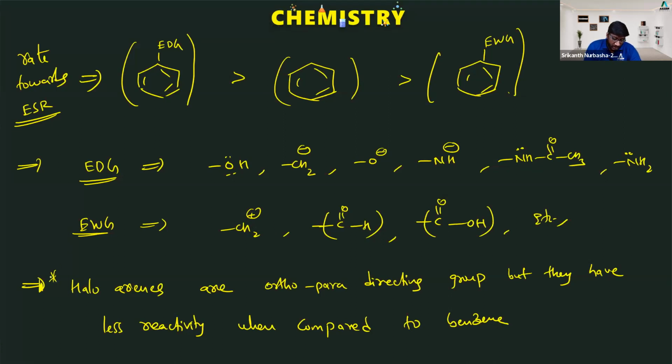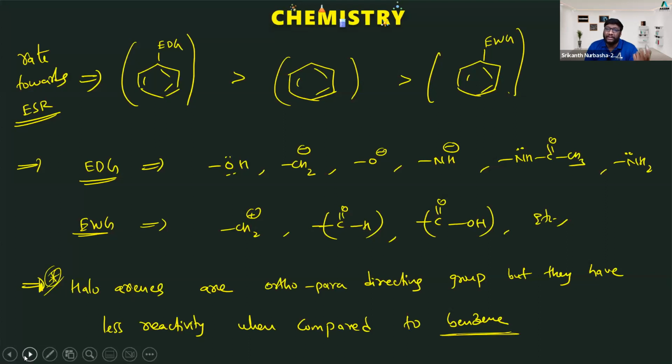An example is haloarenes, which are ortho para directing, but they have less reactivity when compared to benzene. This is very important. When you look at the haloarenes, we all say that for the halogen, the inductive effect is dominant when compared to the mesomeric effect. But the lone pair of electrons present on the halogen are still in resonance with the pi electron density. Because of that, the electrophile is directed towards the ortho and para positions.